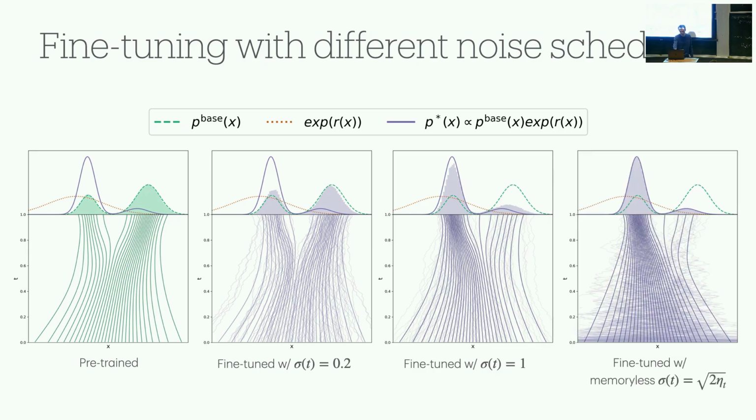This third plot shows what happens when you fine-tune, say, with a sigma which is 1. And again, here you're a bit closer to what you're targeting, but you're still not quite there yet. And finally, when you fine-tune with the schedule which is memoryless, and that's in particular the one where sigma squared is just 2 beta t, you're actually really targeting what you were aiming for. So this is just to say that you have to solve a stochastic optimal control problem, and you have to choose a memoryless noise schedule when you do so in order for the solution that you're targeting to be the right one.